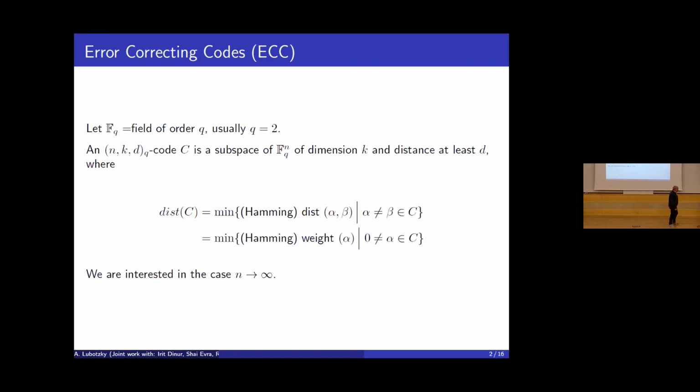So now it's clear that what we want is that the ratio between k and n will be as large as possible, and at the same time, the distance will be as large as possible. And of course, it's also intuitively clear that these two things can compete with each other. If you insist that the ratio between k and n be large, you will have to pay a price in d.